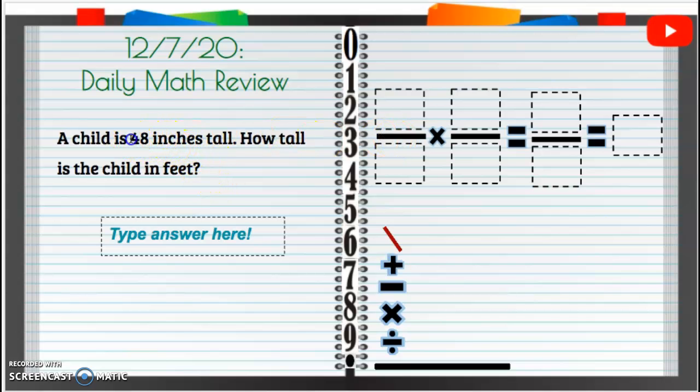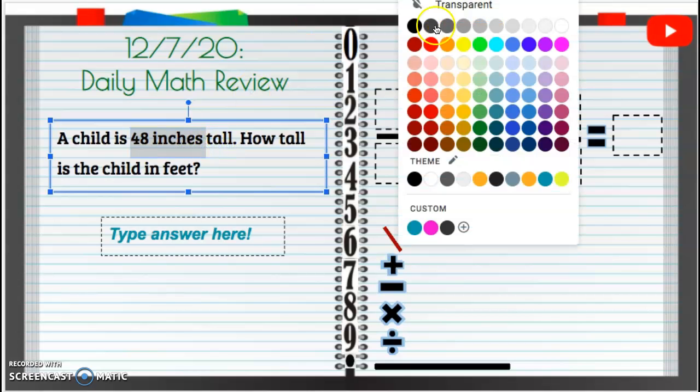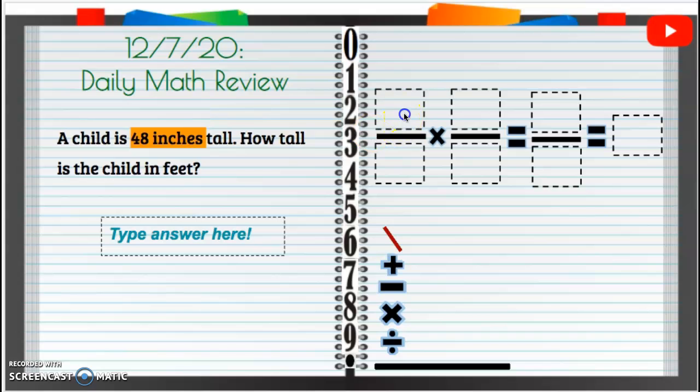So remember, here's what we're starting with. It says our child is 48 inches tall. I'm going to highlight that. So I'm going to put 48 inches. IN is an abbreviation for inches. I'm going to put 48 inches in our first box. Remember, I can always turn it into a fraction by putting a 1 in the denominator. Now we have 48 inches over 1 whole.